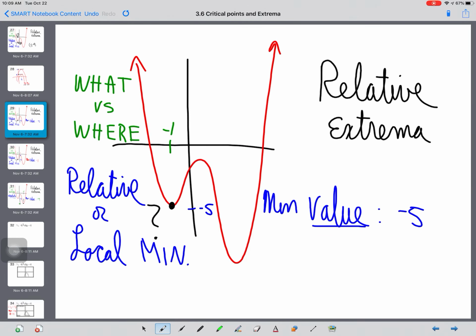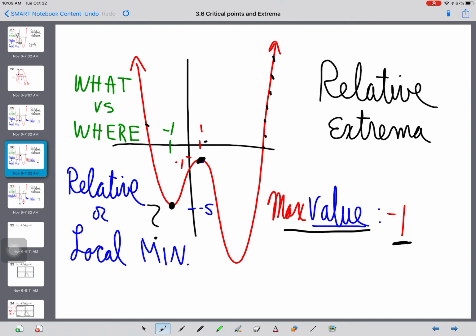Again, I said 4 before. I was just making up some numbers, so maybe it's 5. So the minimum value at that point would be -5. There's also a relative max at this point, at +1, and so the relative maximum value would be -1. Even though there are values higher somewhere else, there's a relative or local max at that point.